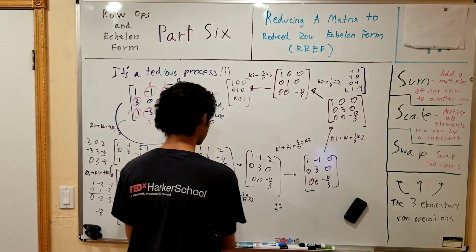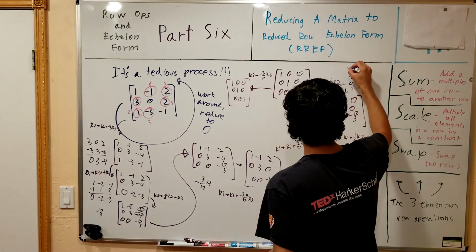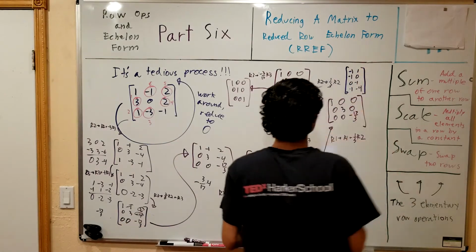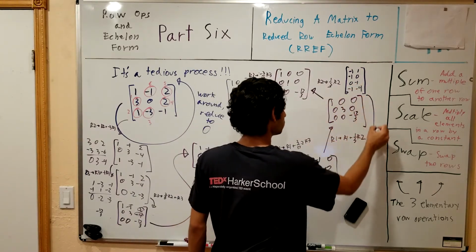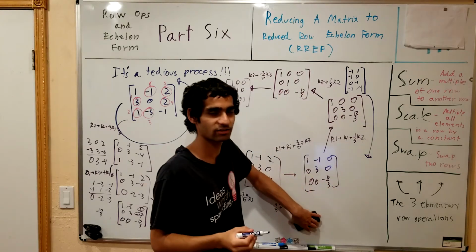So I have this matrix over here, excuse me. Negative 1, 1, negative 1, 0, 0, negative 1, negative 1, 4. How will you reduce that to RREF? Maybe pause the video and try to figure this out.